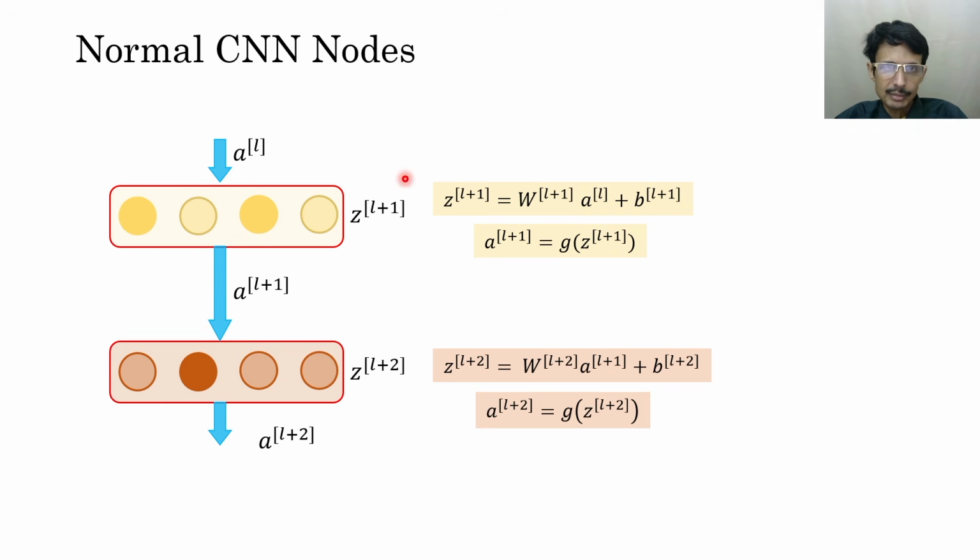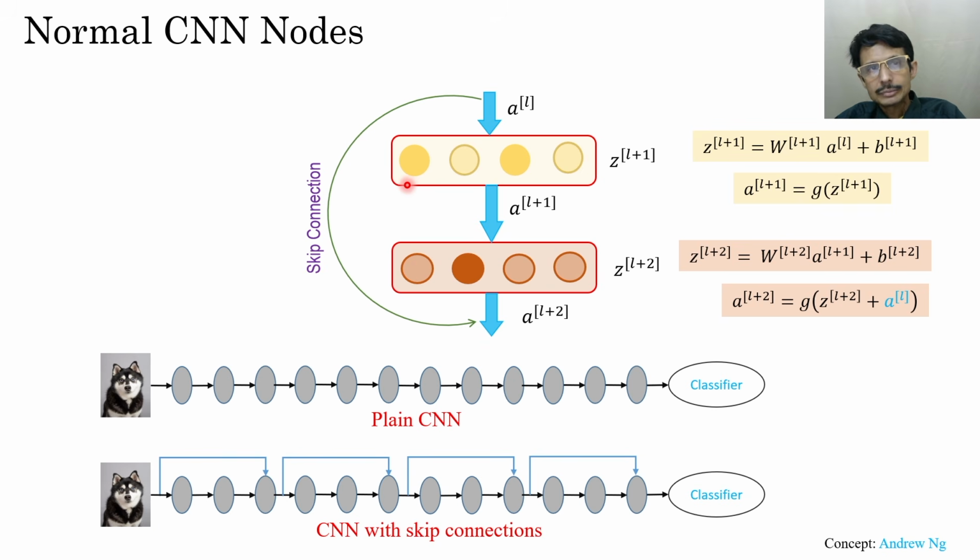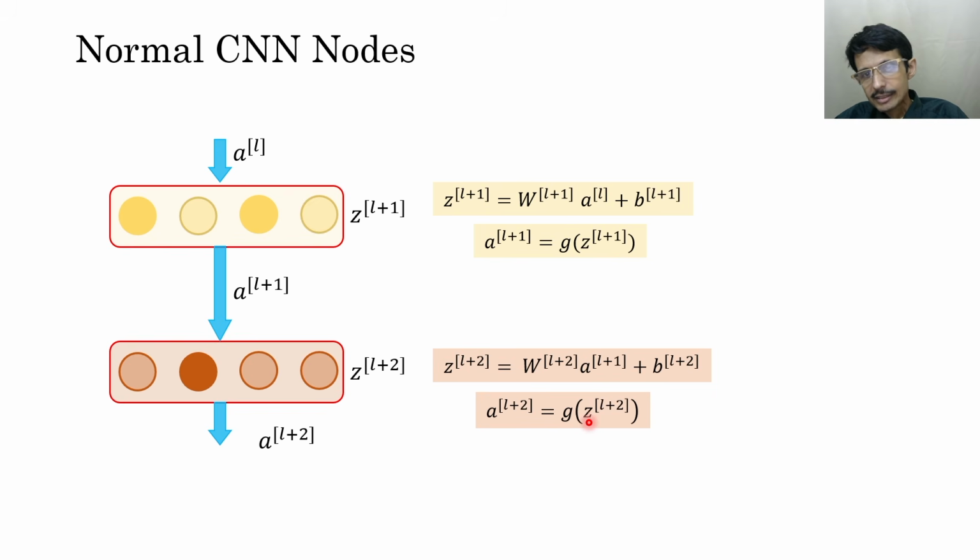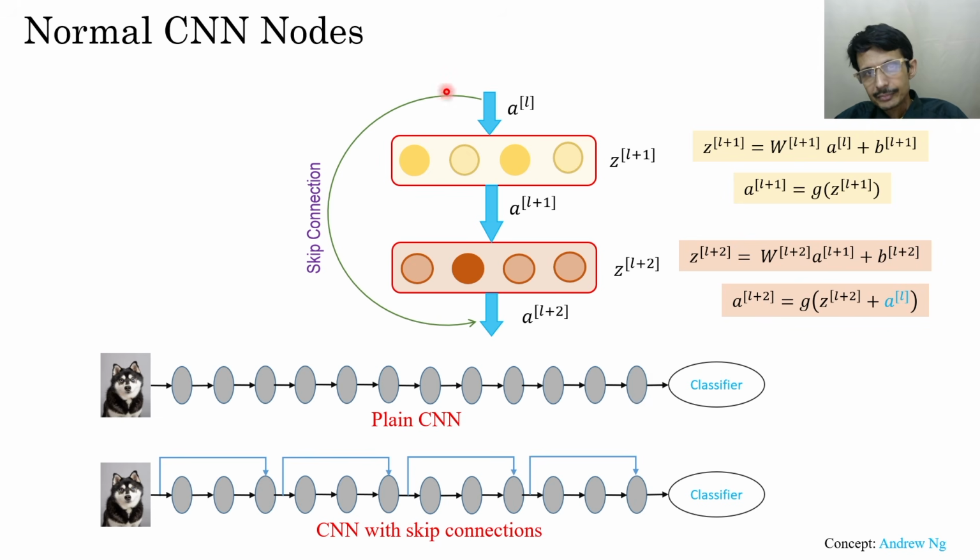Okay. So this is the normal case. Now, what is the skip connection? Skip connection is similar. It is A of L plus 1, Z of L plus 1. That's all similar. But when we do this A of L plus 2, that is not only Z of L plus 1. Here it is only Z of L plus 2. Apart from this, there is a connection here.